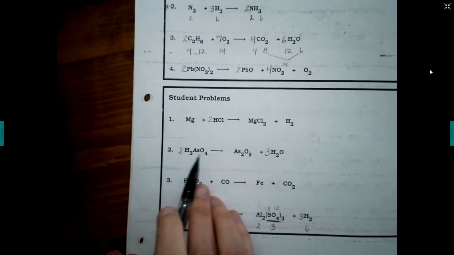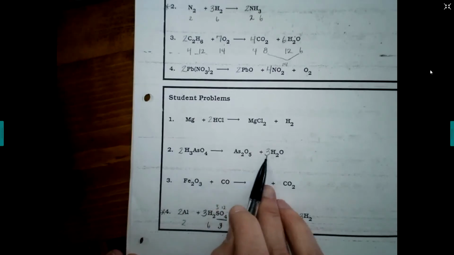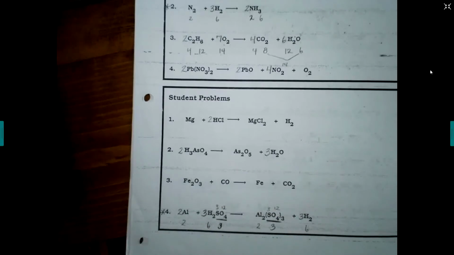I have 2 times 4, so 8 oxygen. And on the right side, I have 5 plus 3. So I have 8 on the right side as well. So that is now balanced.